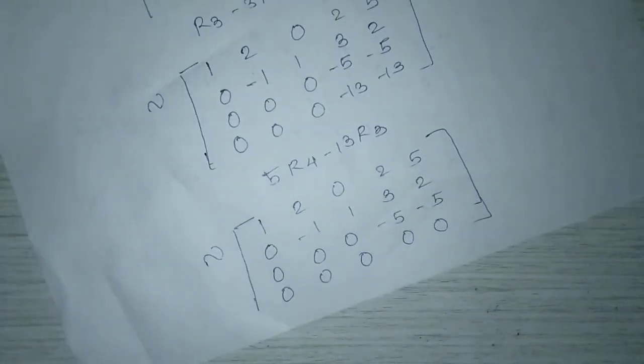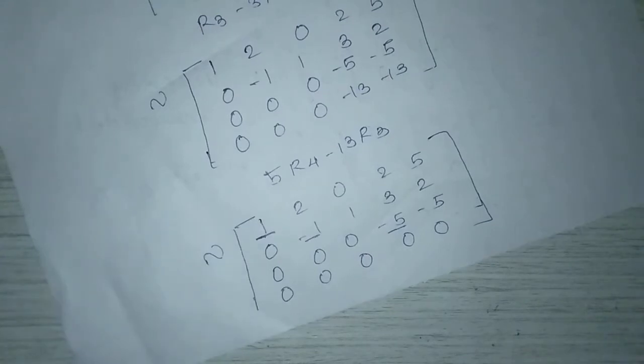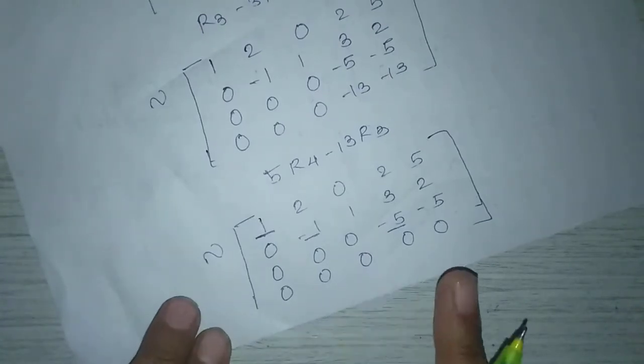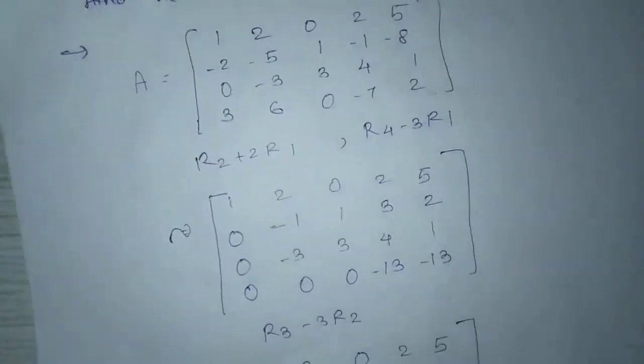Now observe the pivot entries. First, second, third. Means pivot entries occur in first, second and fourth column. So basis of column space of A is nothing but the first, second and fourth column of given matrix.